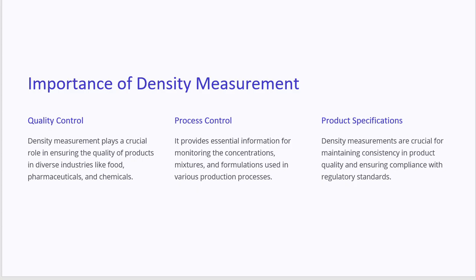First of all is quality control, second is process control, and third is product specification. If I talk about quality control, density measurement plays a critical role in ensuring the quality of products in diverse industries like food, pharmaceutical, and chemicals. In process control, it provides essential information for monitoring the concentration, mixture, and formulation used in various production processes. Density measurements are crucial for maintaining consistency in product quality and ensuring compliance with regulatory standards.